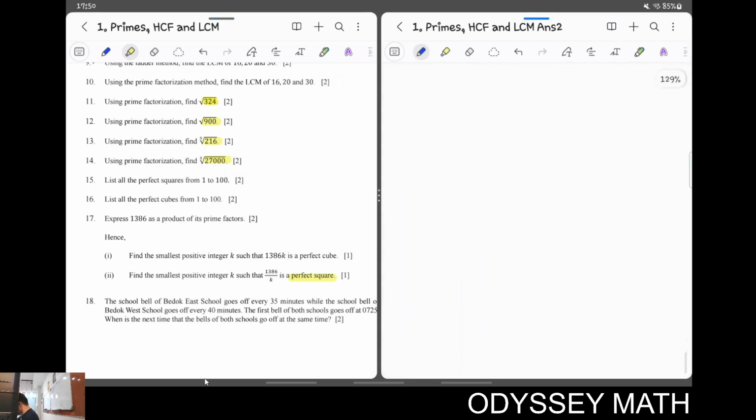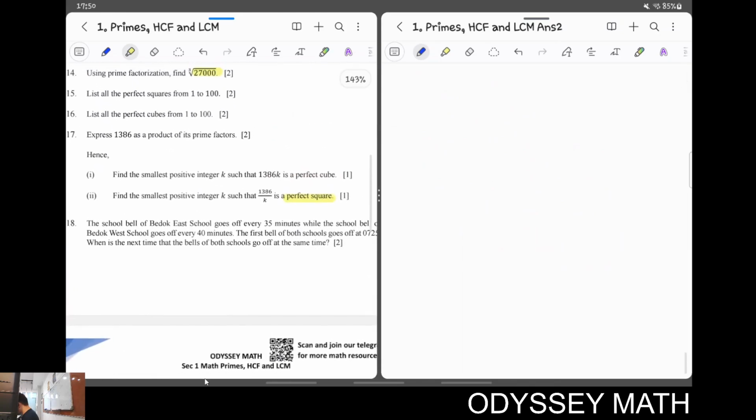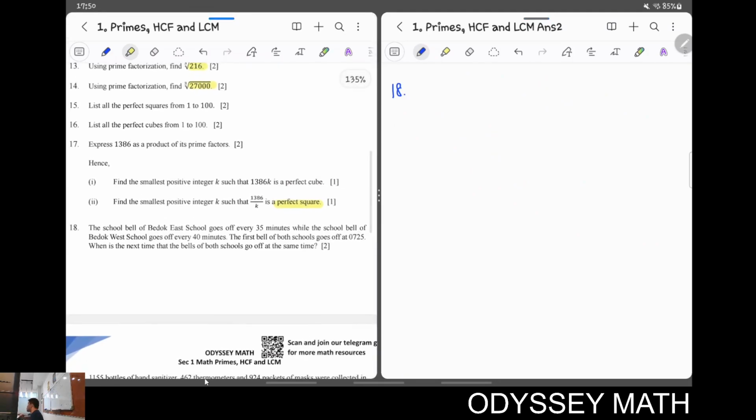Right, let's move on to question number 18. Okay, question number 18 is more like a word problem, but it's actually very easy. You need to decide whether it is HCF or LCM. So when this type of question comes up for your weighted assessment or exams, it's easy, but you have to decide whether to use HCF, highest common factor, or LCM, lowest common multiple.